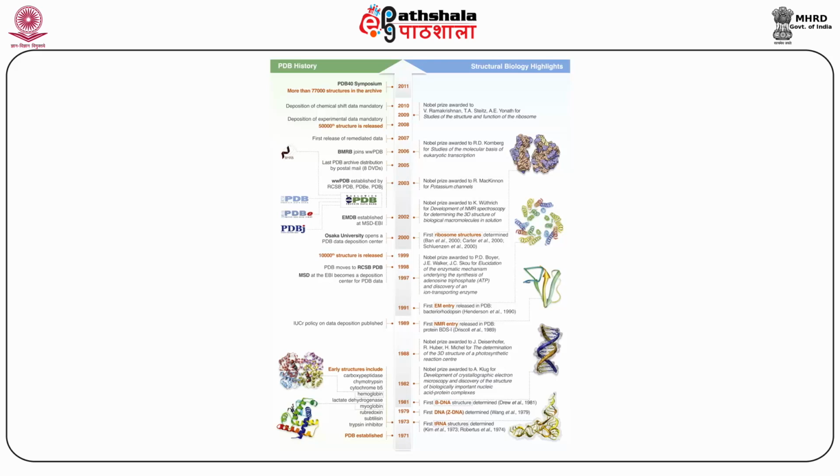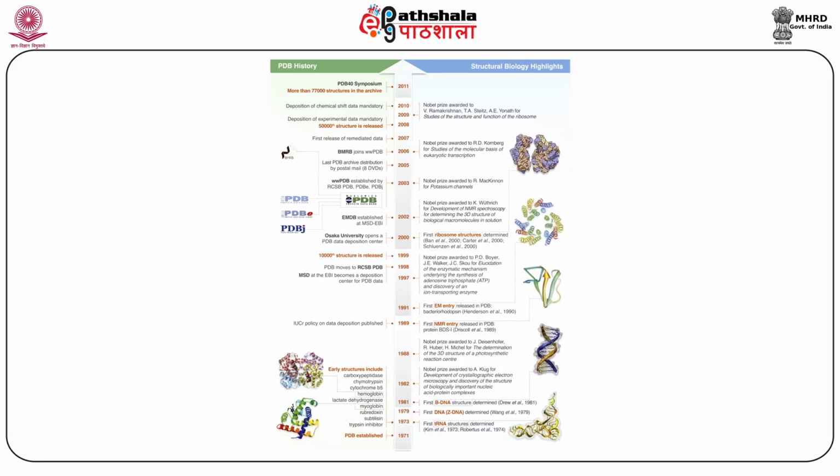Protein Data Bank was started in the year 1971. In 1973, the early structures deposited in PDB were carboxypeptidase, chymotrypsin, cytochrome B5, hemoglobin and myoglobin, rubredoxin, subtilisin, trypsin inhibitor, lactate dehydrogenase. In the year 1989, IUCr made a policy on data depositions that is to be published. In 1998, RCSB took charge of PDB, and in 1999 the 10,000th structure was deposited and released. In 2002, EMDB was established at MSD-EBI.